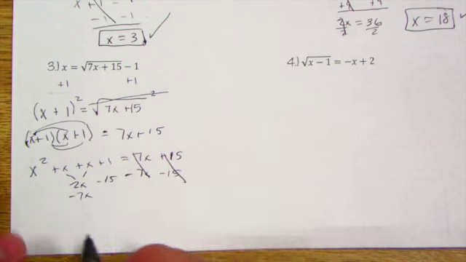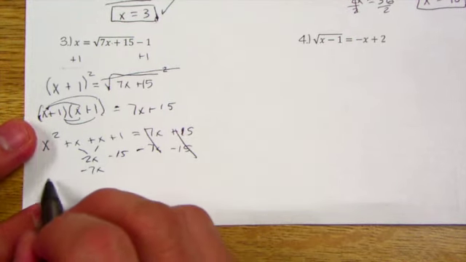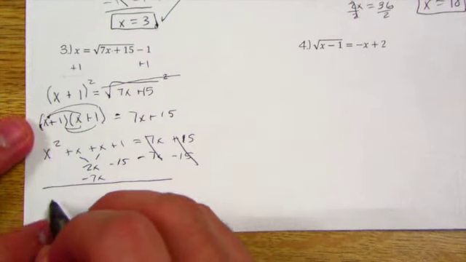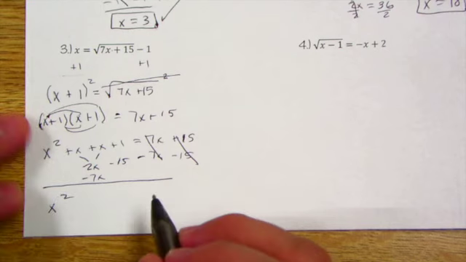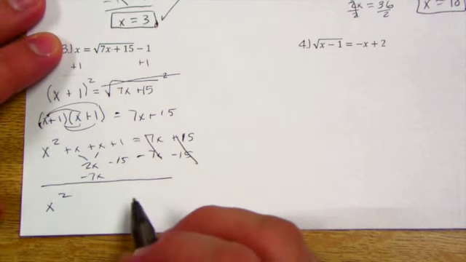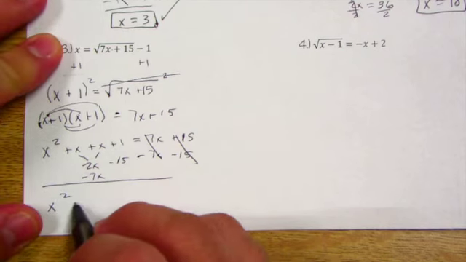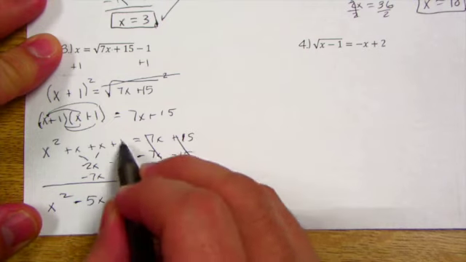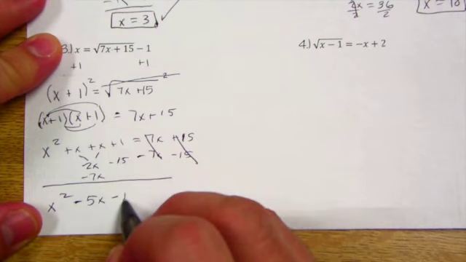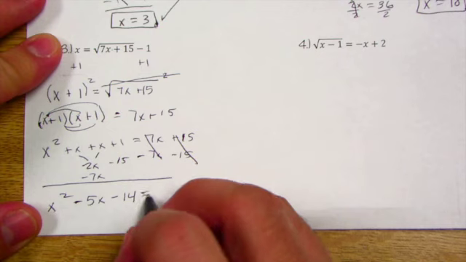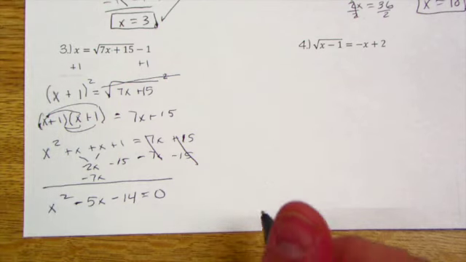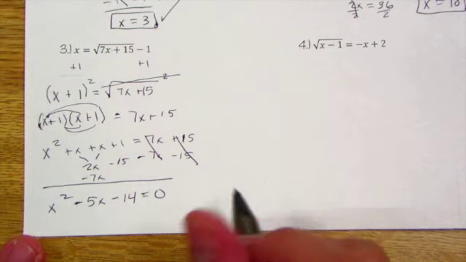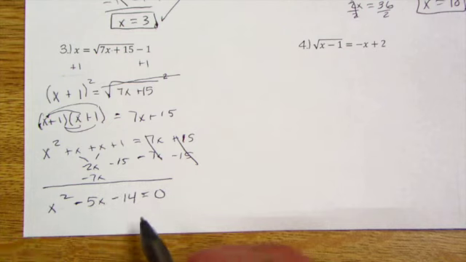So now on this left-hand side, I'm running out of room here. On this left-hand side, I have x squared. You have 2x minus 7x is negative 5x. And then 1 minus 15 is negative 14 equals 0. Okay. We then would factor.